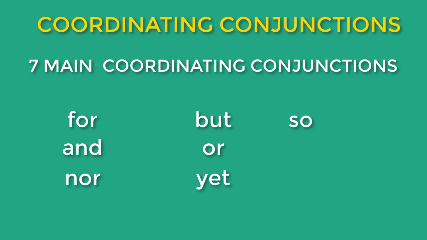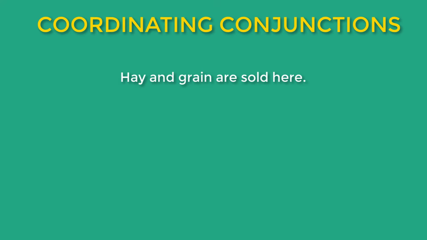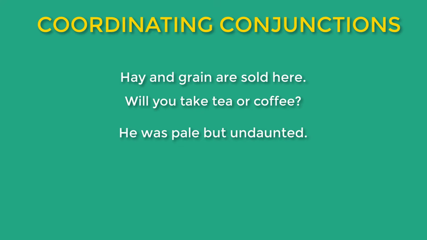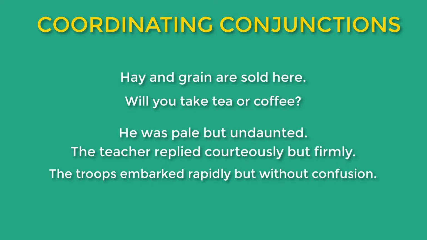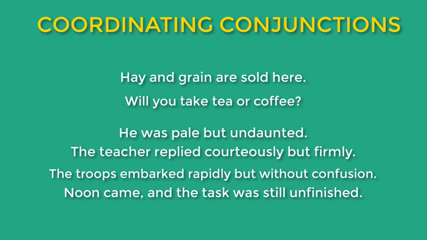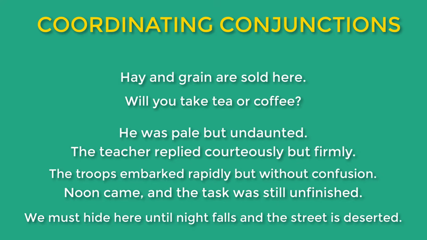Let's look at some examples of these coordinating conjunctions in a sentence. Hay and grain are sold here. Will you take tea or coffee? He was pale but undaunted. The teacher replied courteously but firmly. The troops embarked rapidly but without confusion. Noon came, and the task was still unfinished. We must hide here until night falls and the street is deserted.